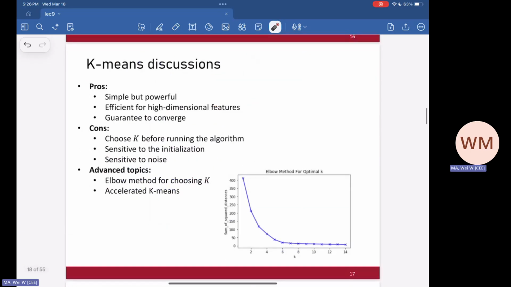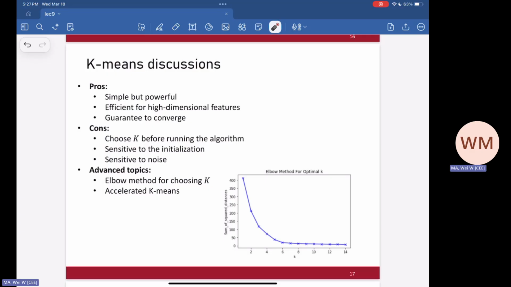So here I just summarize some pros and cons. You can see that this is super simple, but in many cases the performance, the final result, is actually pretty good. Okay, if you read papers, you definitely see many people are using k-means. I think one reason is that it actually gives you some good results.